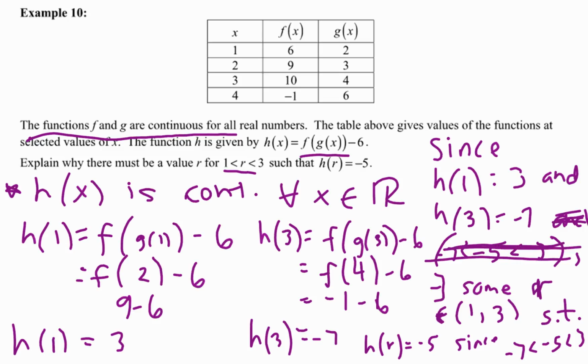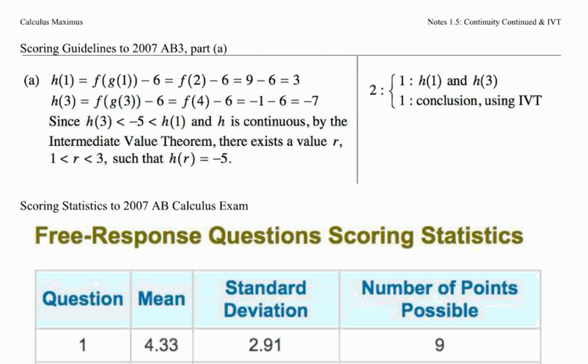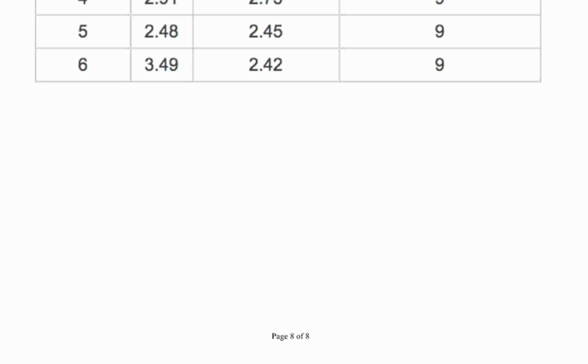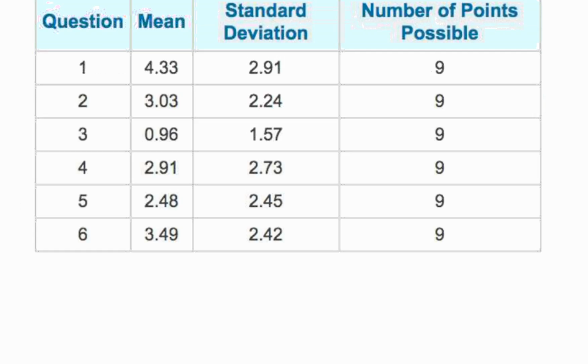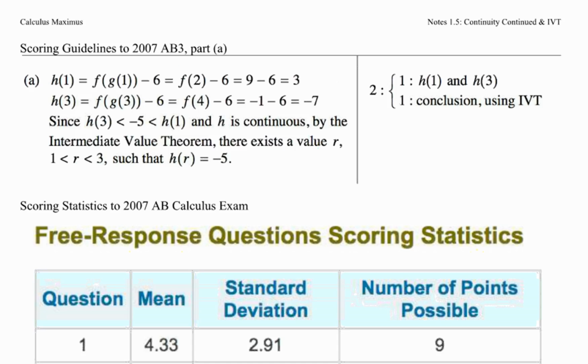Something like that. So the wording gets better as you practice it. You may or may not have this in your notes. If you do, don't worry about it. But this is how, when the AP exam was given and this question was on there, this is what they expected you to do. You got a point just for figuring out what h of 1 and h of 3 were, and then you got 1 point for your conclusion using the IVT.